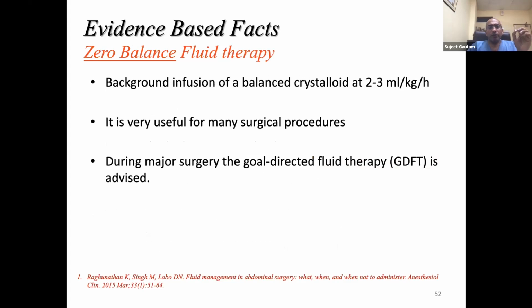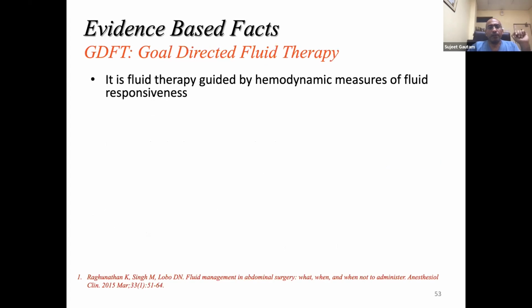Then zero balance fluid therapy: background infusion of a balanced crystalloid at 2 to 3 mL per kg per hour. Very useful for many surgical procedures, and if there is a major surgery, then goal-directed fluid therapy is advised. What is goal-directed fluid therapy? We talk often about it, and it is defined as fluid therapy guided by hemodynamic measures of fluid responsiveness.